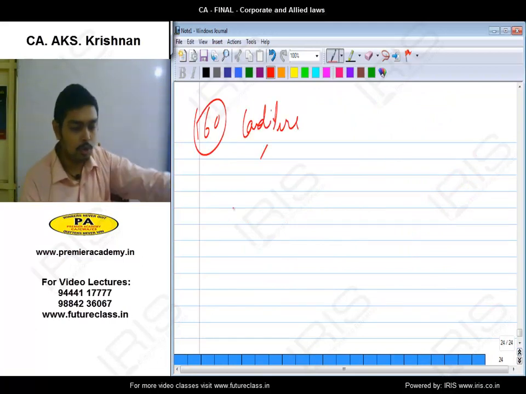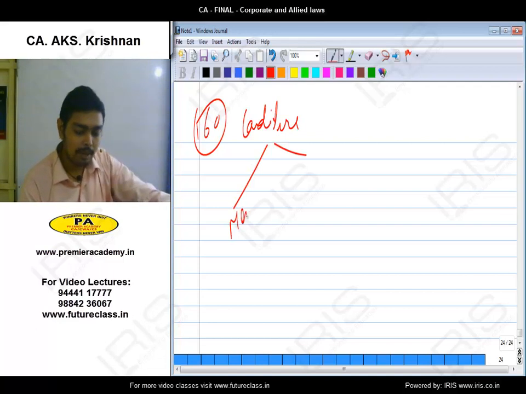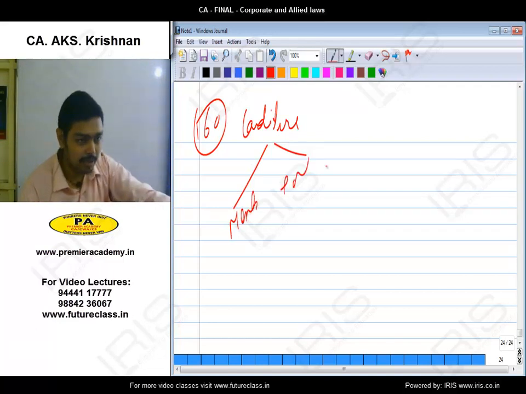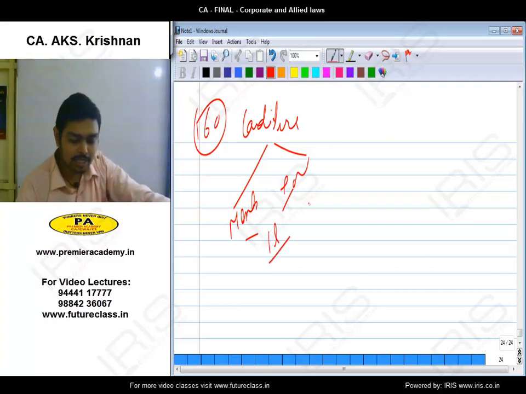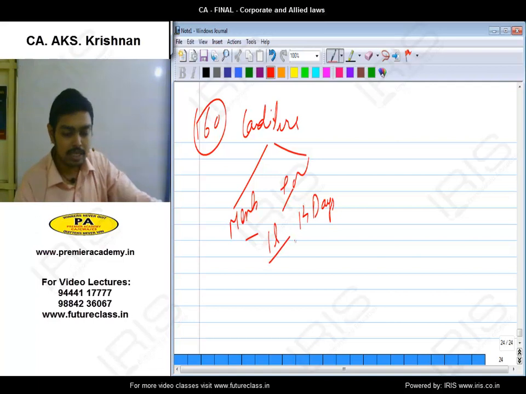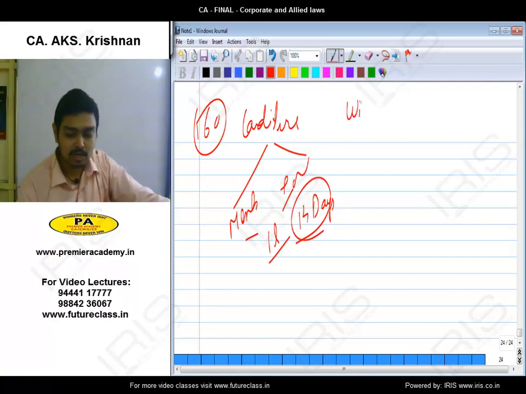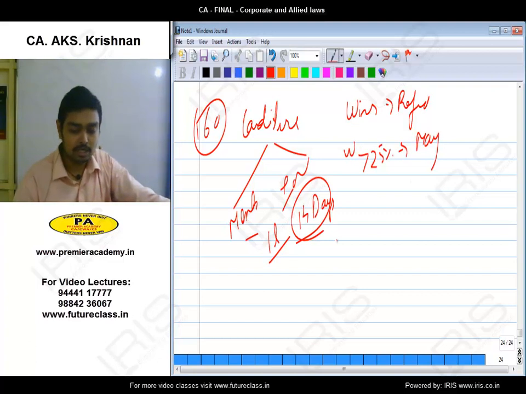Who can stand there? Either a member or a nominee of a member. How much deposit should you have? 1 lakh rupees deposit. 14 days notice should be given before the general meeting. If they win, what will happen? Refund. If they do not win but get more than 20%, then they may also get a refund.